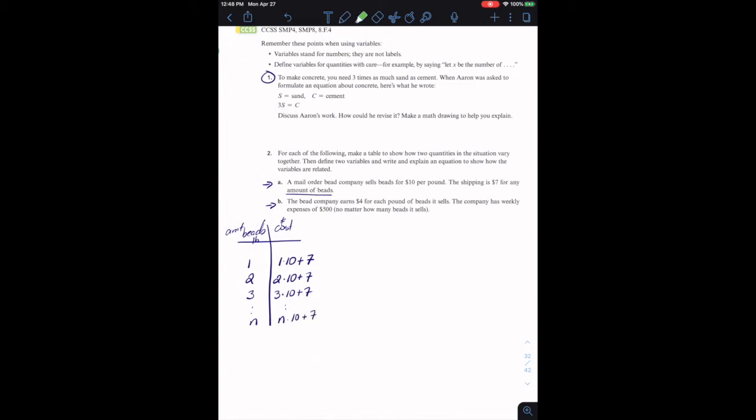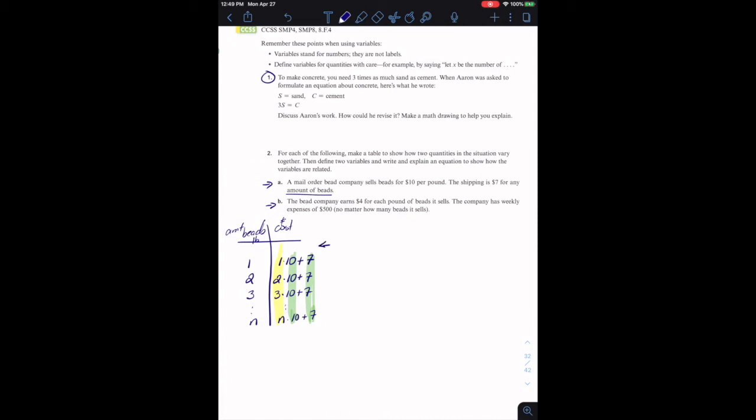So what are our parameters here? Do you see these 2 parameters that don't change? Those are the 10 and the 7. They mean something in the situation. And we have the variable. That's 1, 2, 3, or n, which is the number of pounds of beads.